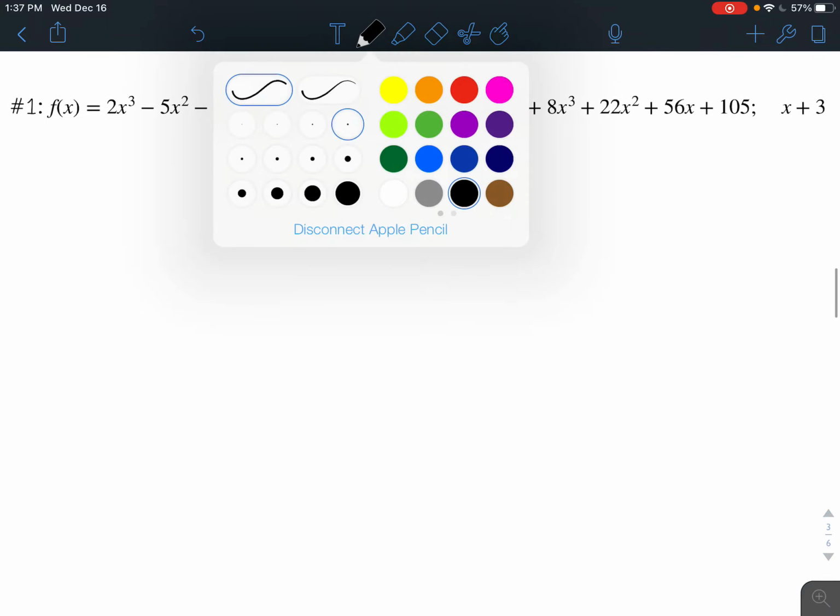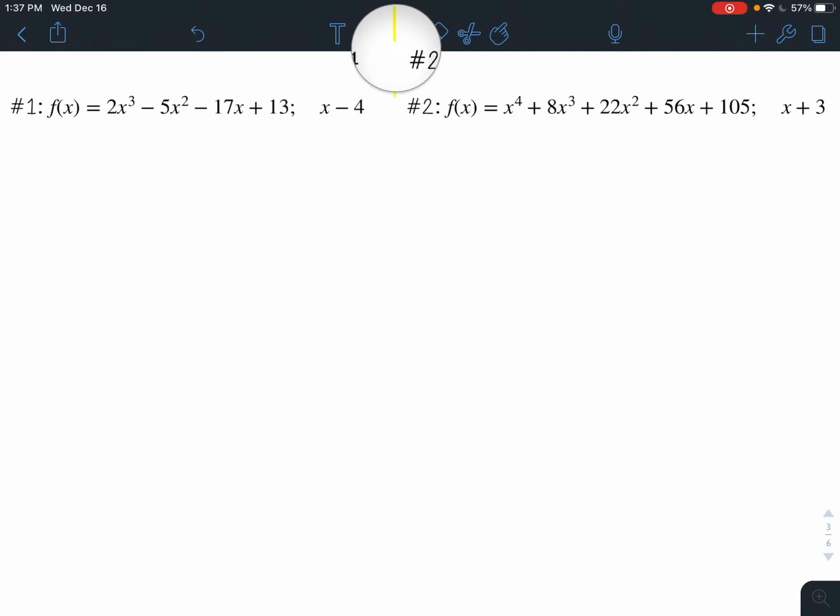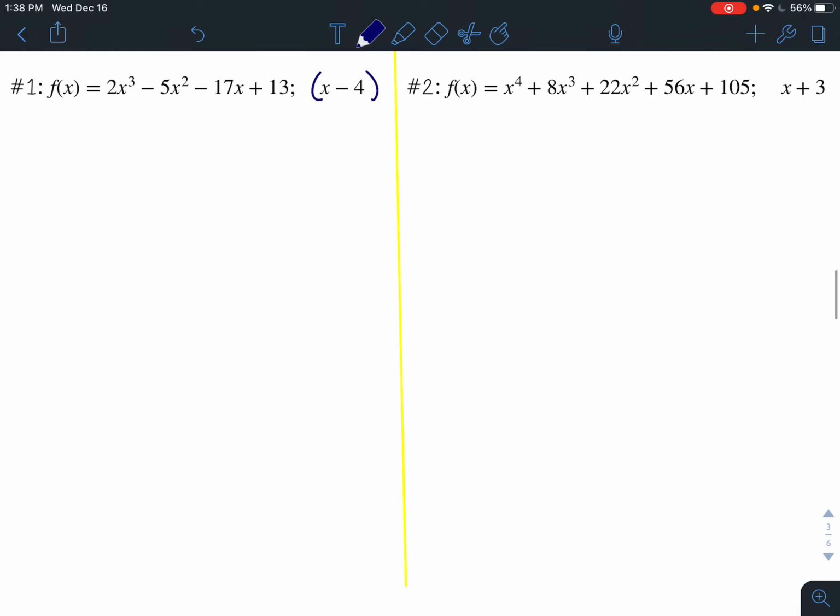So we're going to look at the one on the left first. I'm going to divide my two problems out here so it's easy to separate them. Right, so we want to know if x minus 4 is a factor of f of x equaling 2x cubed minus 5x squared minus 17x plus 13. So what we're going to do is we're just going to divide.